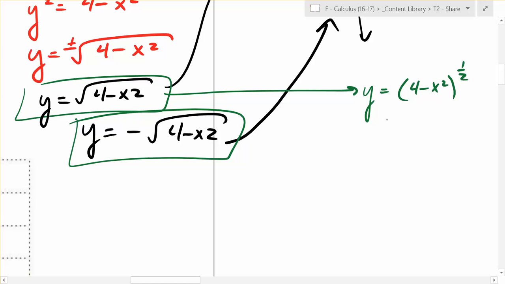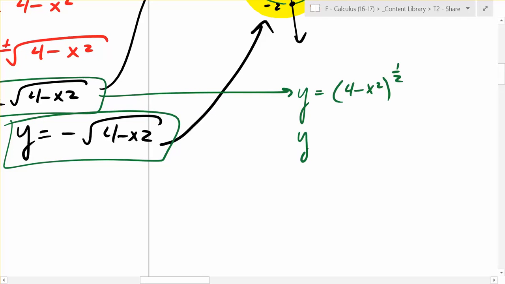So if you take the derivative of this, what do you get, Arvin? Y prime is equal to what? Drop the 1/2 to the front first. 1/2 times 4 minus x squared to the negative 1/2 times negative 2x.